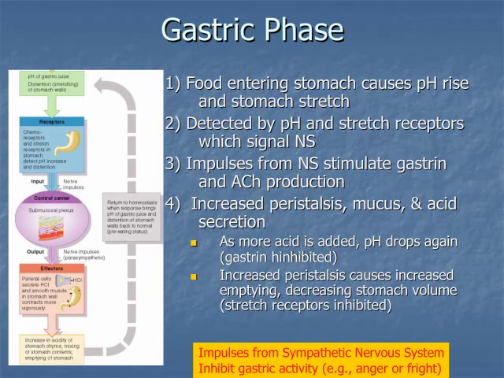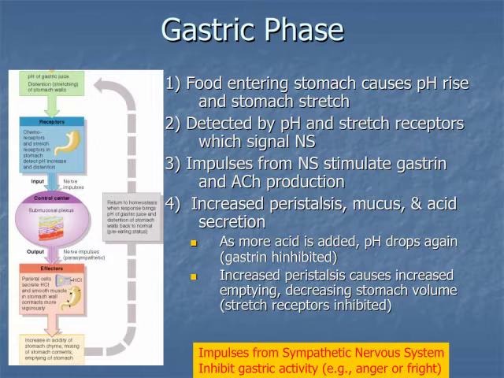Now it's important to point out at this point that all the nerve impulses I've been talking about thus far have been basically equivalent to parasympathetic nerve impulses. These are things that promote gastric emptying and also promote digestion. If, on the other hand, we have sympathetic nerve impulses, this will in fact inhibit digestion and inhibit gastric emptying.